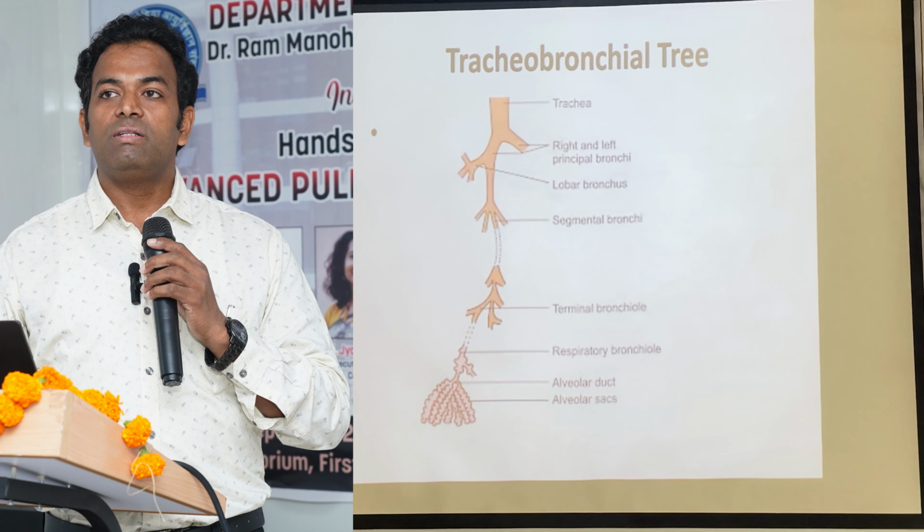Another very important part is the tracheobronchial tree, which is basically the bifurcation of the different parts of the respiratory tract, starting from the trachea, then right and left principal bronchi, then lobar bronchus, then segmental bronchus, and then terminal bronchus, and finally the respiratory bronchiole, alveolar duct, and alveolar sac. The functional anatomy is important because some parts are utilized for the movement of air inside the lung and some parts for the proper exchange of gases inside the lung.